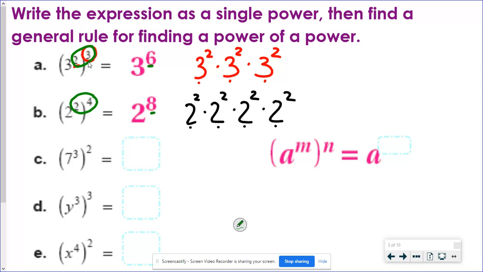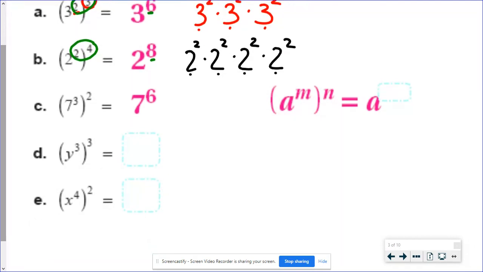Let's try this one with the 7 without having to multiply it all out. 7 to the 3rd squared would be 7 to the 3rd and 7 to the 3rd, so I'd have 3 7s and then 3 more 7s. That's going to be 7 to the 6th power because I multiplied those exponents. So let's use that here. Using a variable instead of a number, who cares? It's a base, right? So this is going to be y to the 9th power. You multiply those exponents. This will be x to the 8th power.